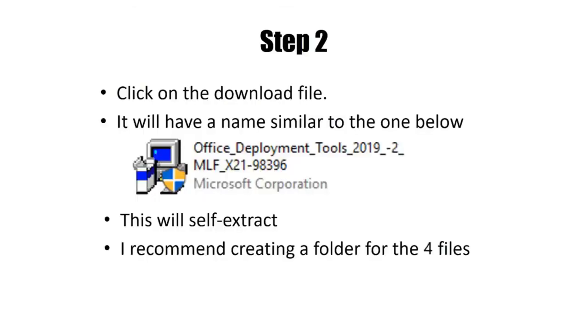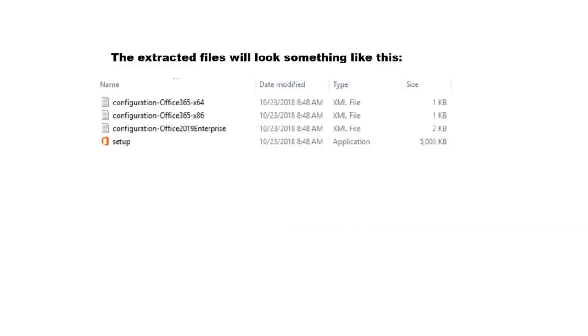Once you've downloaded the file, navigate to the place where it is. It'll have a similar name to the one below that you see in the middle of this page. When you click on it, it will self-extract. It will extract files, and I recommend extracting them to a unique folder just for the Office Deployment Tool. Once you've placed the items in a folder and extracted them, the folder should contain something that looks like this.